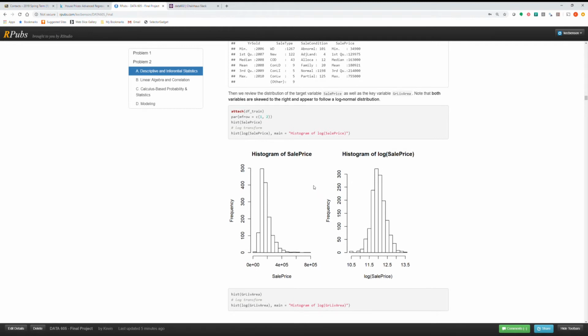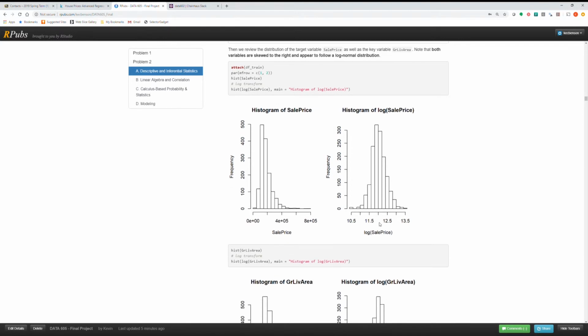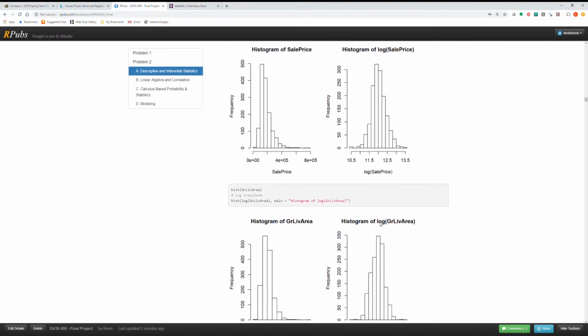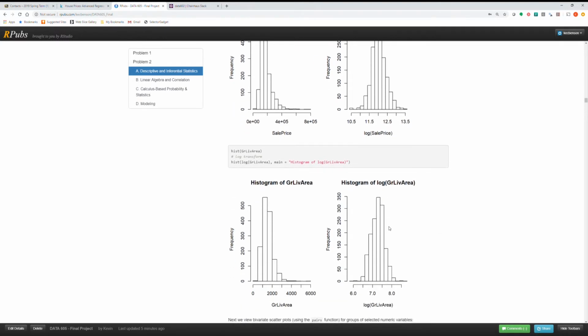It's worth noting that our target variable here, sale price, is skewed to the right. And in fact, if you log transform it, you see that it's approximately normally distributed. And the same goes for the gross living area variable.